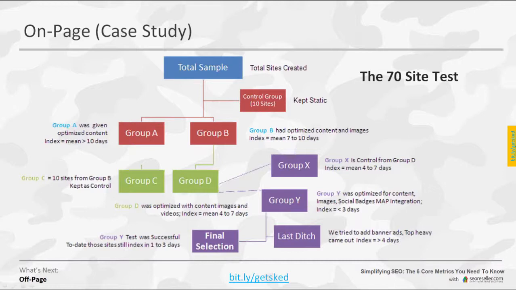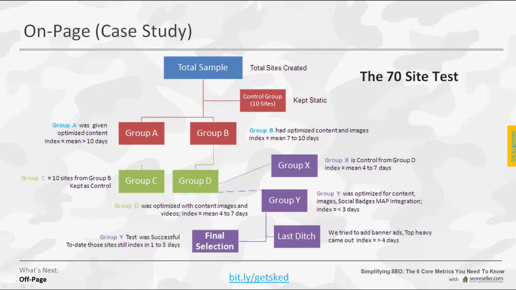So we took Group D and we segregated it some more. Group X became the control group from D. And Group Y was optimized for content, images, social badges, a map integration, and the index became less than 3 days. Now, less than 3 days indexing for a PRNA site was tremendously amazing, especially in 2011, 2012.